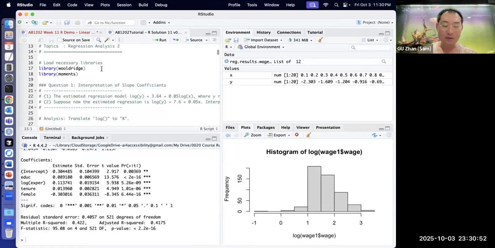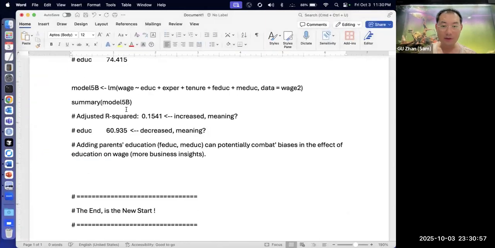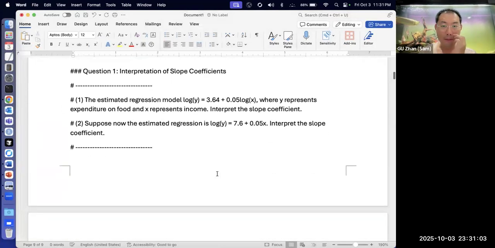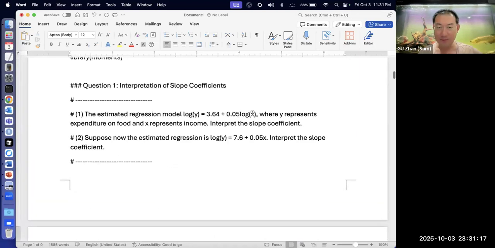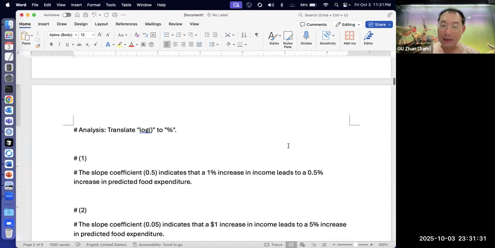Okay, the R tutorial solution. I will copy everything here so it's easier to read, for a few of the questions. So first is question one. Analyze: the slope coefficient indicates that a 1% increment in the income leads to a 0.5% increment in the predicted food expenditure, because both sides have log, right? So log x means a 1% increment in income will lead to this beta.